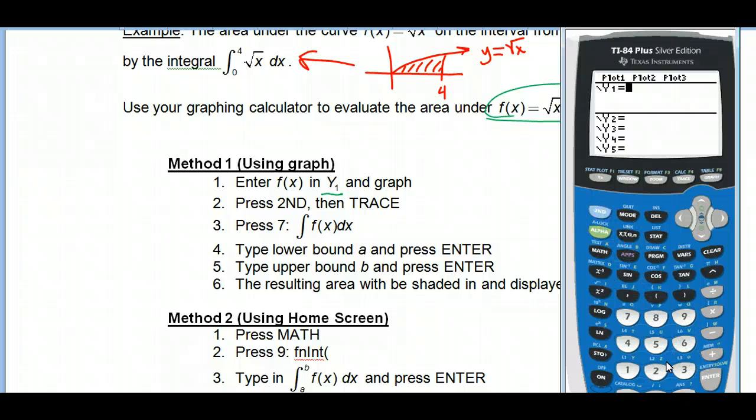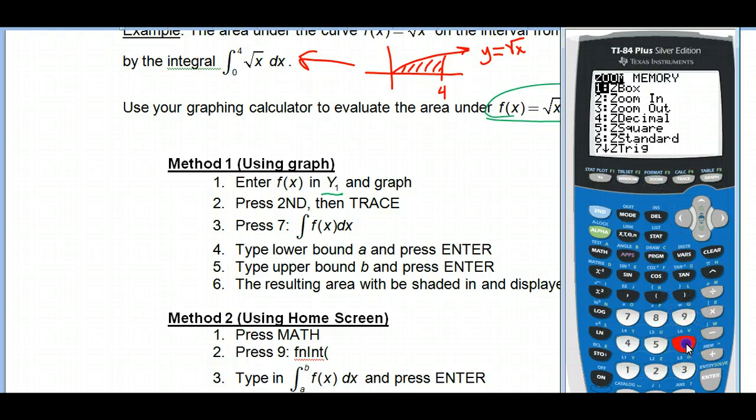All right, so second, we want to put in the square root of x. We're doing it on our calculator. Yeah, everybody can do this. Okay, so let's graph it.